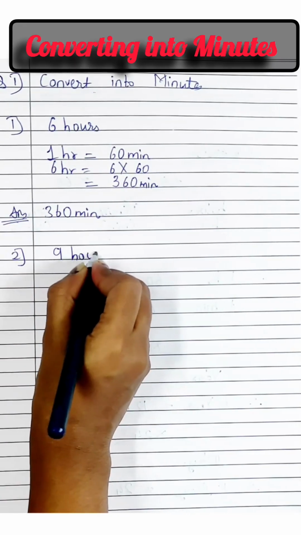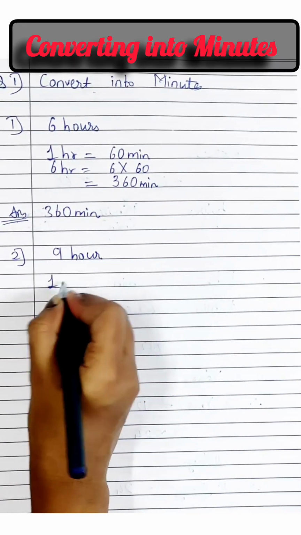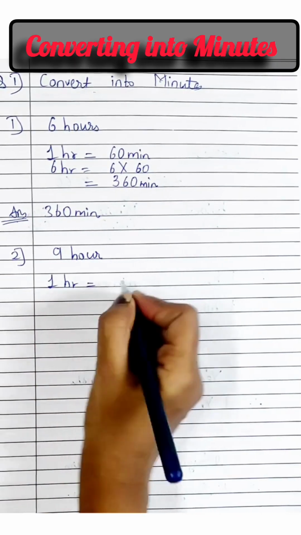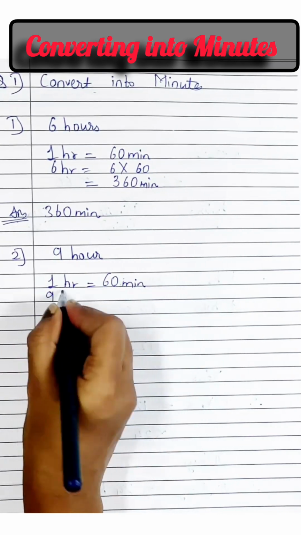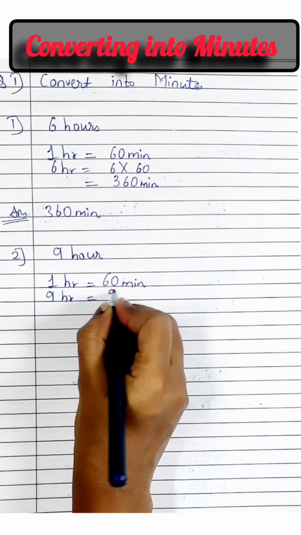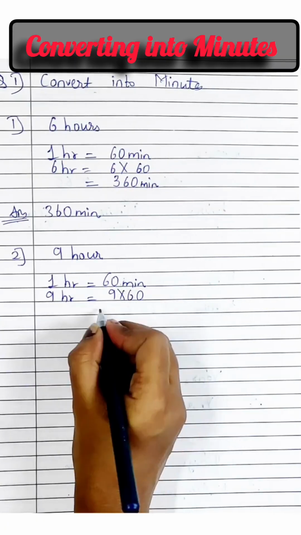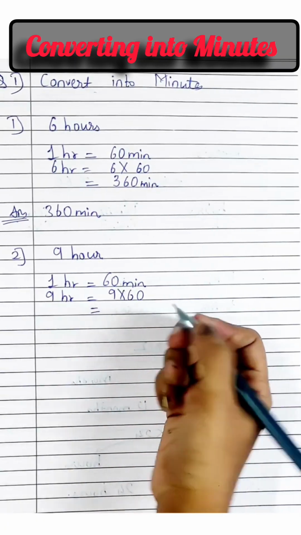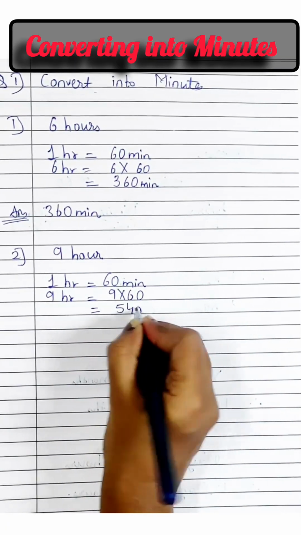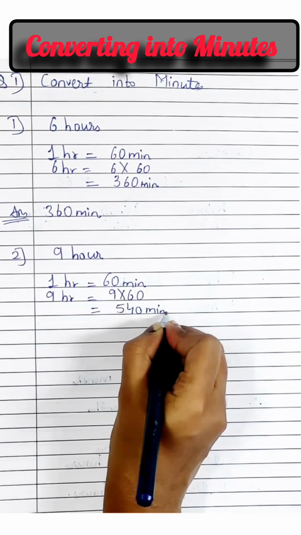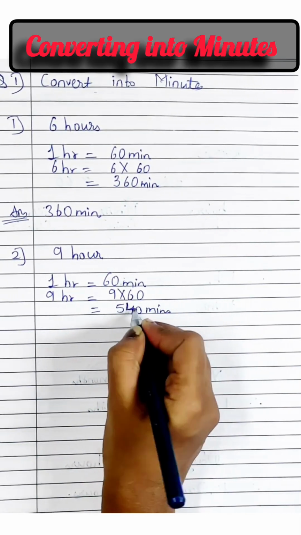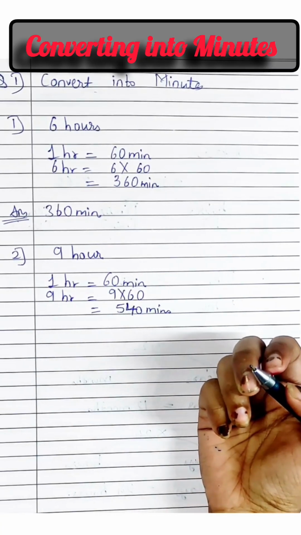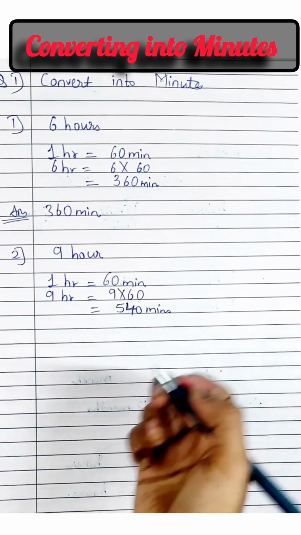Second question, 9 hours. Again, 1 hour is equal to 60 minutes. So 9 hours will be 9 multiplied by 60. So what will it be? 540 minutes.